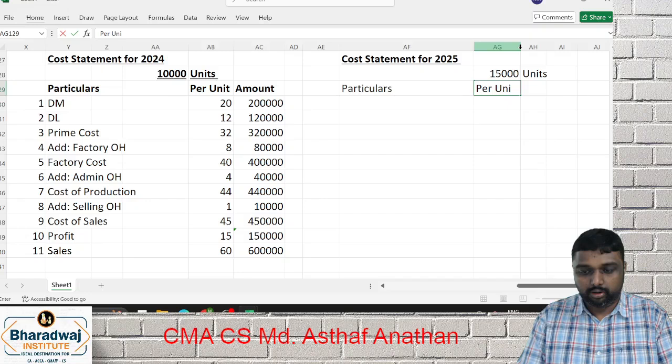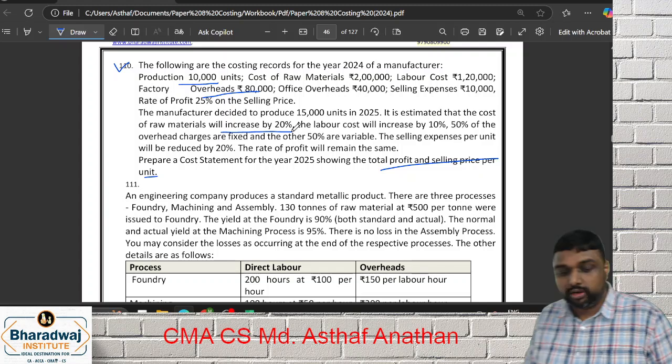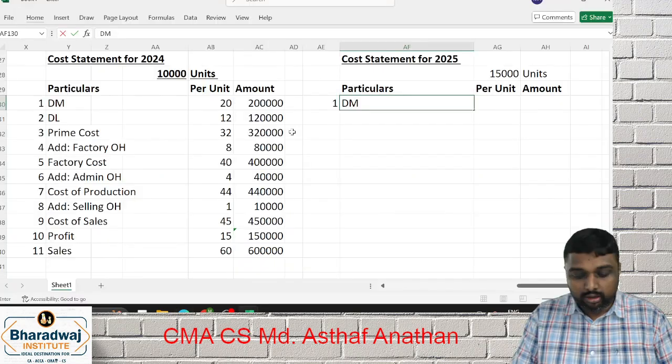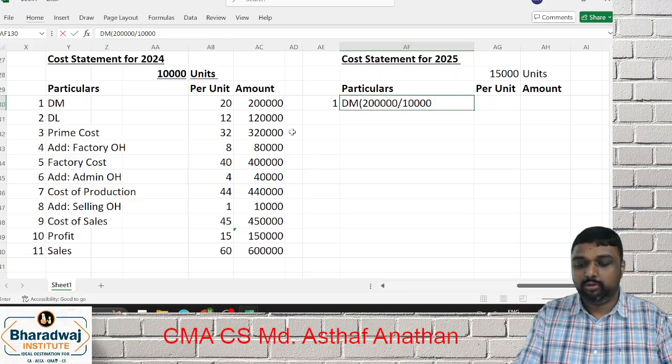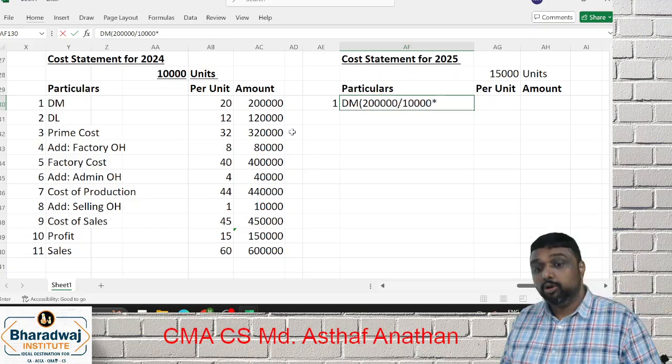I know you're all ready. So first we have to get the data very well. Then only we can do. See, they said that it is estimated that cost of material will increase by what? Material cost itself will increase 20%. So first question, let me tell you properly. 2 lakh is for 10,000 units. So your unit is changing right now to 15,000. Are you clear? 2 lakh is for 10,000. Now what is for 15,000?